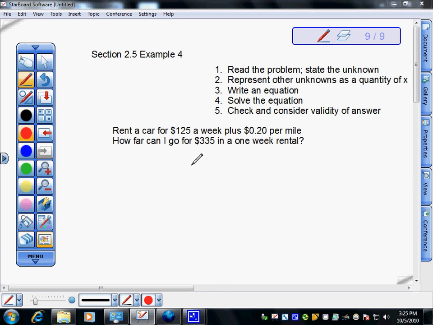Okay, so what we need to do is figure out how far can I go. Does the question right there let us know what the x is going to be? Does that read the problem and state the unknown? The unknown is how far I can go, so that represents x. Represent any other unknowns as a quantity of x. Nothing else is unknown here. I don't have that second component this time, but I do need to write an equation.